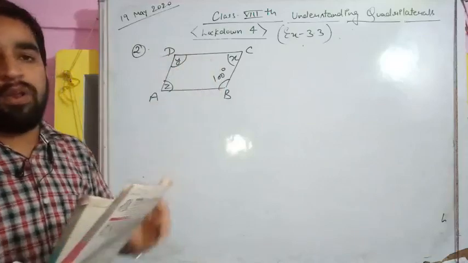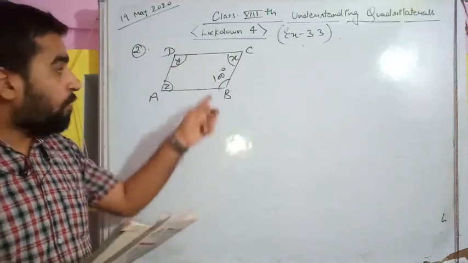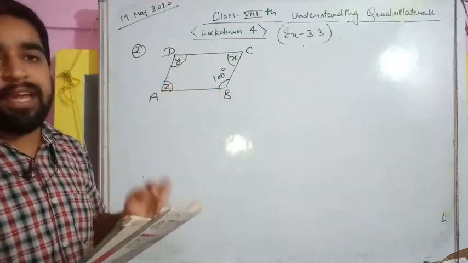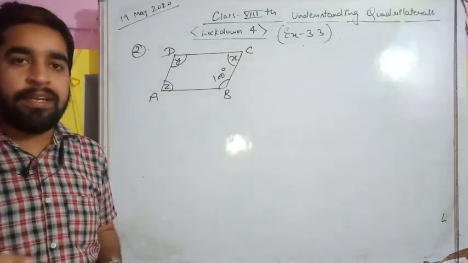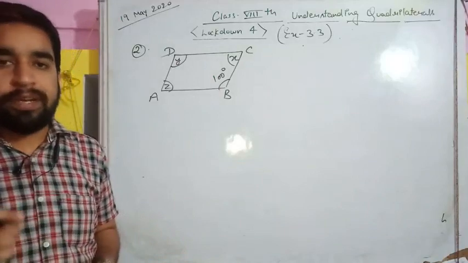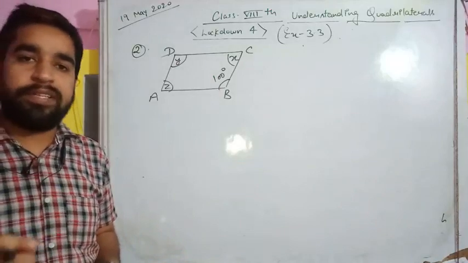Even X, Y, Z, all. You will say only one angle is given. In the remaining three we have to calculate. How can we do this? So the answer is, it's a miracle. It's a miracle of properties. So remember all the properties of parallelogram. You can solve it easily.